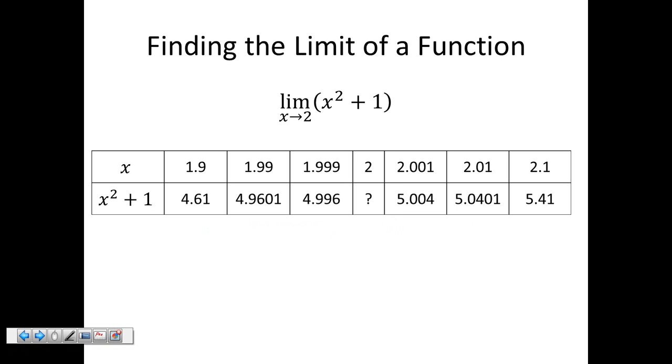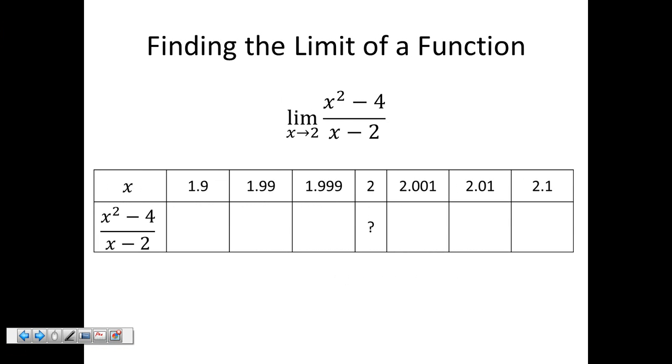Okay, so if I plug numbers really close to 2 into that function, like I plug 1.9 in, I get 4.61. If I plug 1.99 in, I get 4.9601, so on and so forth. It's probably no real surprise where the limit is taking us. It's taking us to 5. So after looking at this table and seeing that both ways my table is leading me towards the same number, I say that my limit is equal to 5.